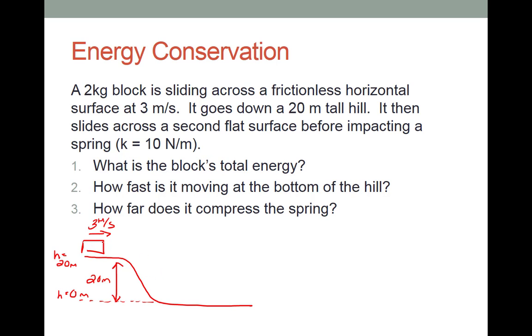Okay, so the block slides down the hill, comes across here, and at the very end there is a spring which is compressed. Okay. So I'm going to label this point A in the motion before it goes down the hill. Point B is after it goes down the hill but before it impacts the spring. And C is at the spring, when it's pushed the spring in as far as possible.